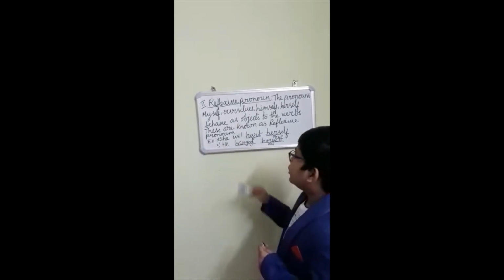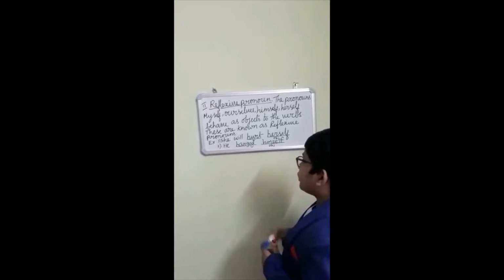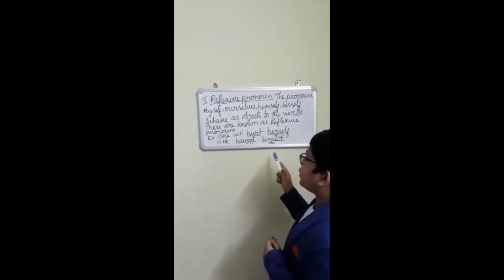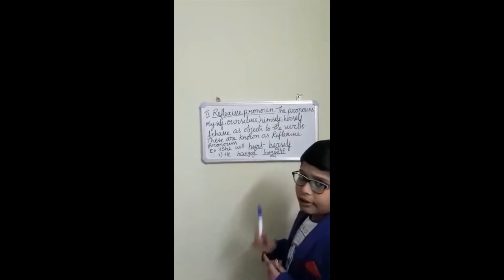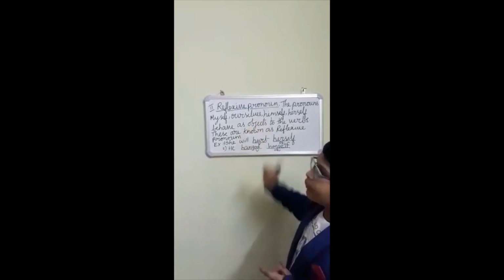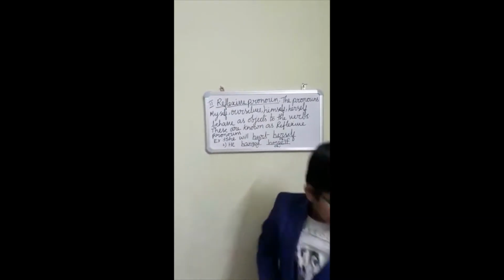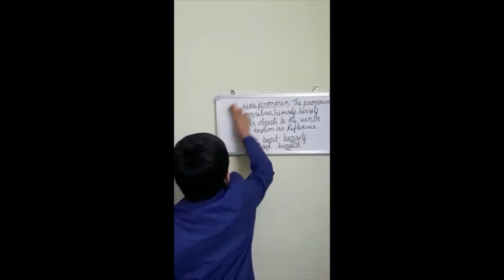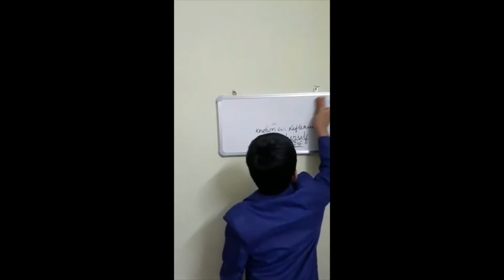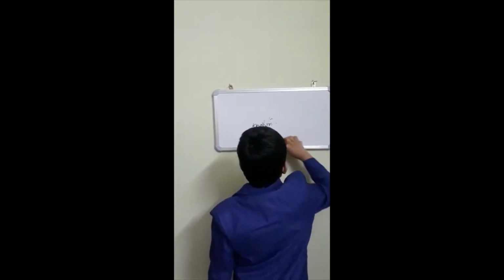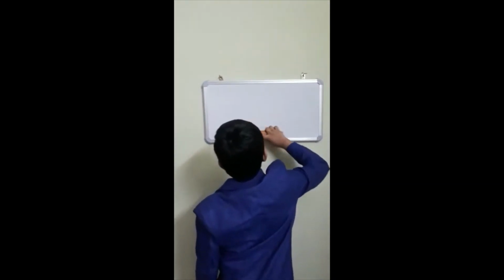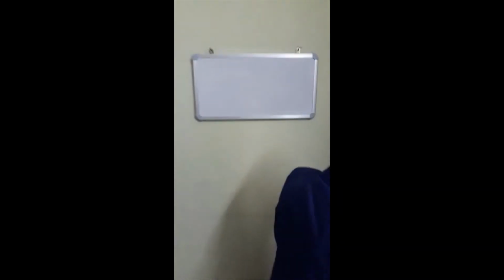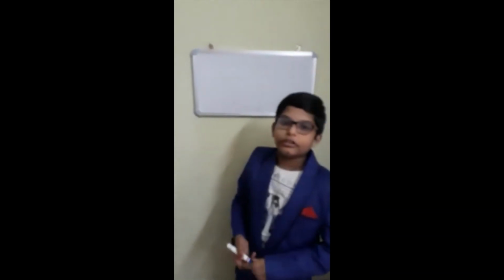Coming to the next one. He hanged himself. Hanged is the verb. Himself is the pronoun. Here this pronoun is acting like an object to the verb. So pronouns like these we call reflexive pronouns. Now coming to the next one.